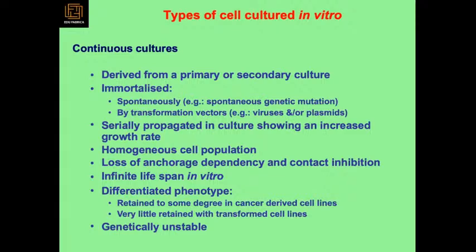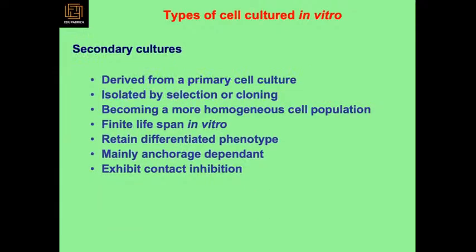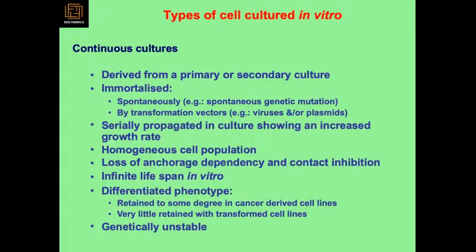And more types of cell culture in vitro. We are done with primary and secondary; then there is continuous culture, which is derived from a primary or secondary culture. These cells are immortalized spontaneously or by transforming factors, and they are serially propagated in culture, showing an increased growth rate. Moreover, loss of anchorage dependency and contact inhibition is seen in them. And they are genetically quite unstable too.